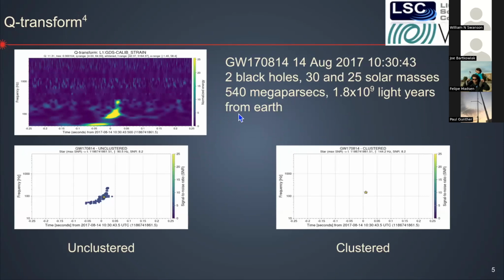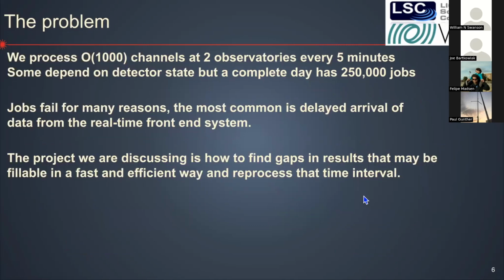In the upper left, we see the image produced by the Q transform for the gravitational wave we detected on 14 August 2017. These were 2 black holes, one of 30 and the other of 25 solar masses by our estimation, about 540 megaparsecs away. In the bottom left, we see the unclustered Omicron triggers, and in the bottom right, all those get reduced to a single trigger. Okay, that was the fun part.